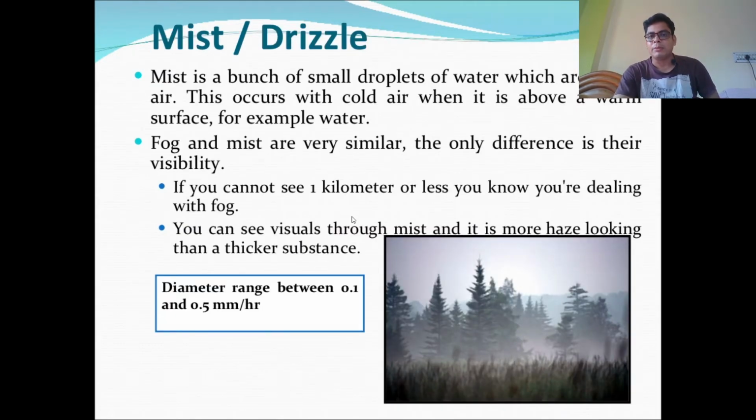Another, the drizzle. Mist is a bunch of droplets of water which are in the air, and this occurs with cold air above a warm surface of water. Fog and mist are very similar, and the only difference is their visibility. Fog or mist are differentiated according to visibility. If you cannot see 1 kilometer or less, that is considered fog. If you can see through the mist, it is the thicker substance.